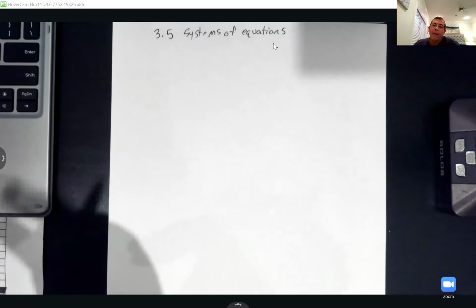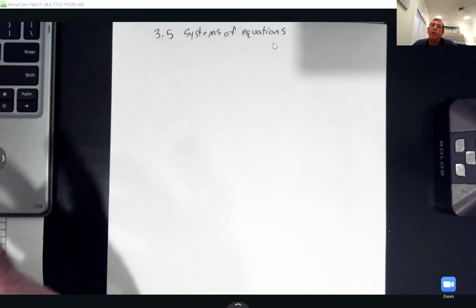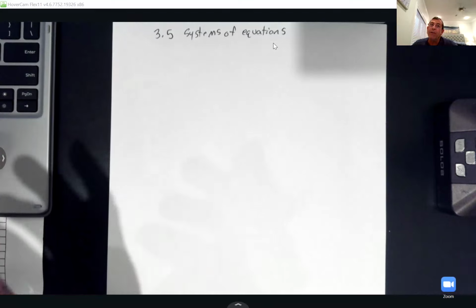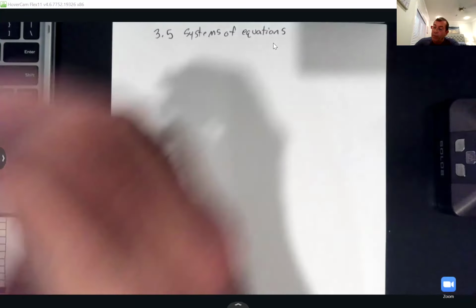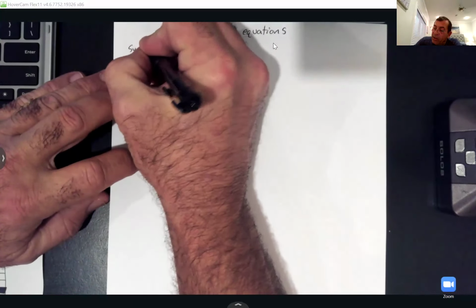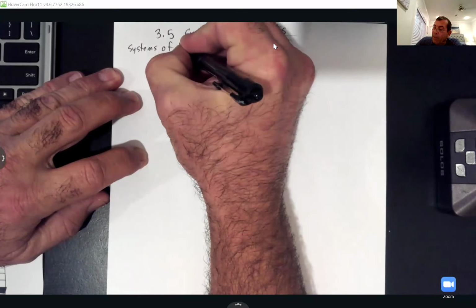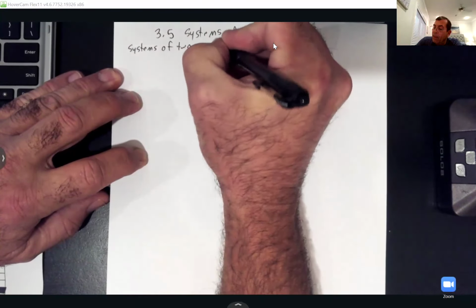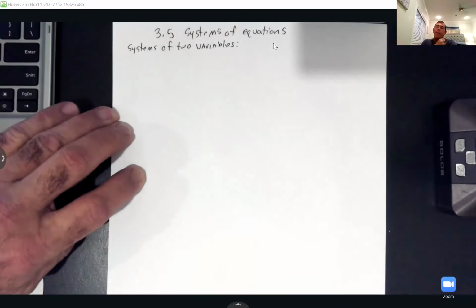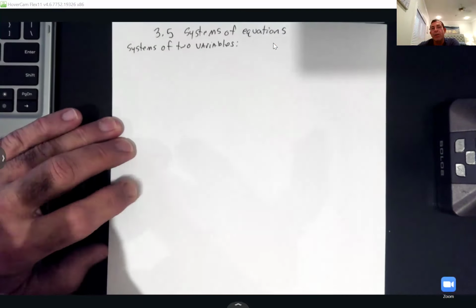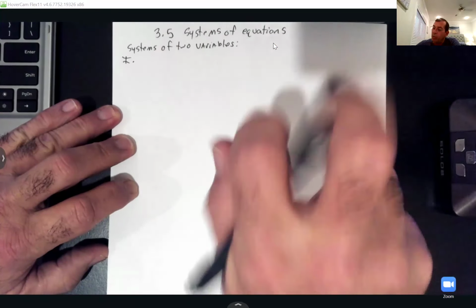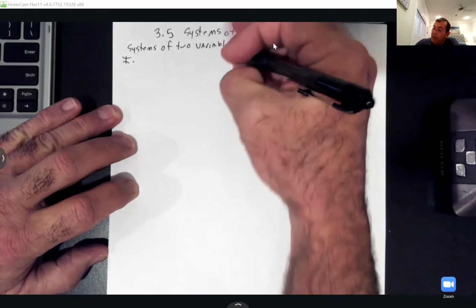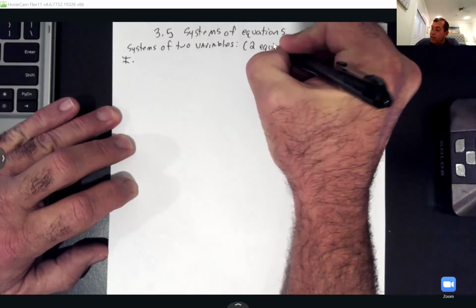All right, so the big systems we'll do toward the end of the 3.5 deal with three variables, but we're going to start out with systems of two variables. And then do a few of these, and then we'll step into the three variables, okay? So the first thing, when we solve systems with two variables, we'll have two different equations. So this means we'll have two equations.